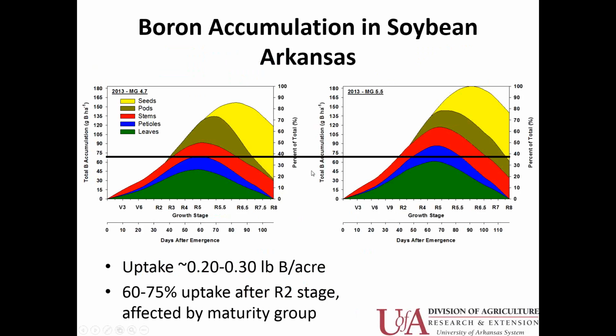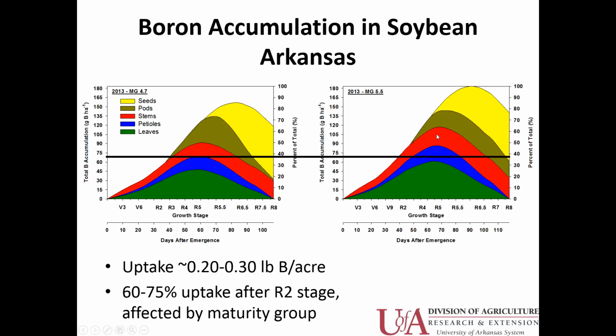Now, we've done some similar work here in Arkansas. You have to forgive me, I did not convert these figures from metric to English units. But again, the total uptake, if you were to convert that, would be about 0.2 to a third of a pound of boron per acre. The other thing I would alert you to is we're growing late 4s and early to mid 5s here in Arkansas, which have more growth before they hit the R2 stage. So in Arkansas, we're seeing 35 to 40% of the boron uptake before we hit flowering and pod set. And again, this is simply the difference, I think, in maturity group.